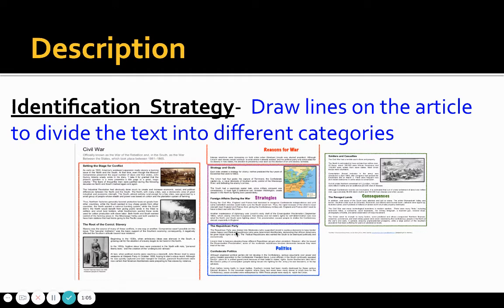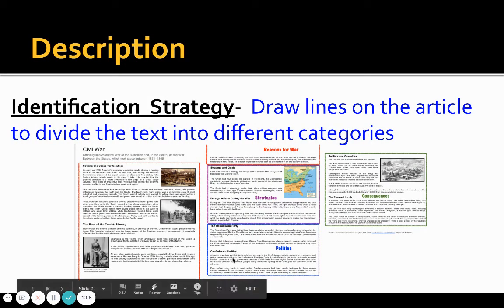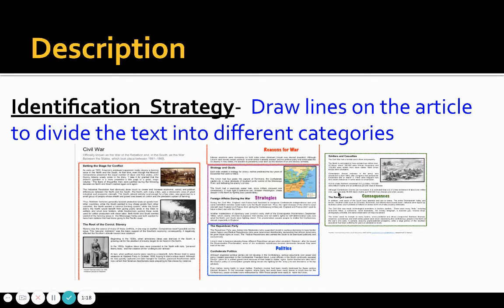And then we get into politics of the Republican Party and the Confederate politics. So it's politics covering both the Union and the South. And then you get soldiers and casualties and the landscape. So I put this together as consequences. And you can see that this is not in order of a timeline. It's more about topics of the war, even though it is about a history thing.